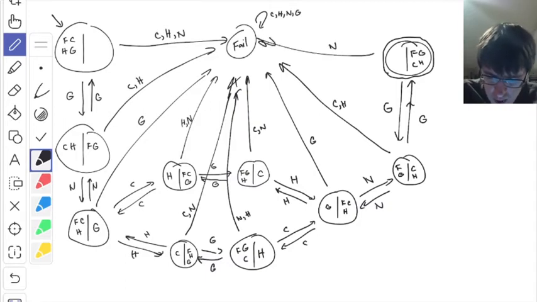And the G, I already have an outgoing arrow G going down. C and H are also illegal from this configuration. All right, so I think your diagram should look something like this. Anybody have any questions about the diagram and how you get this?